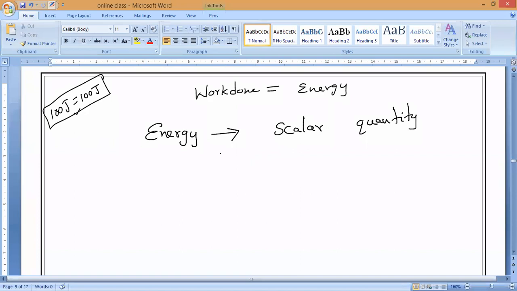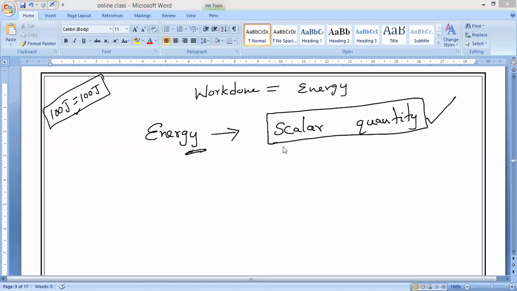Energy has no particular direction. It can act in any direction. That is why energy is a directionless quantity. It has only magnitude, no direction, so it is a scalar quantity. That is what you have to remember. So, energy is a scalar quantity.